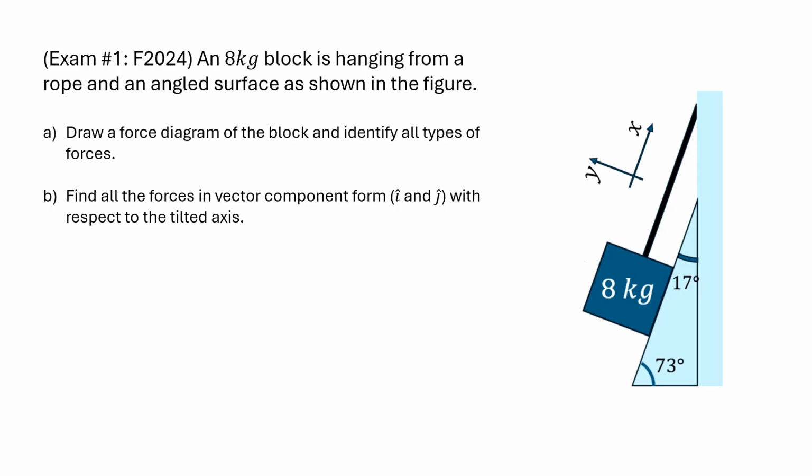An 8-kilogram block is hanging from a rope and an angled surface as shown in the figure. A. Draw a force diagram of the block and identify all types of forces. B. Find all the forces in vector component form, i hat and j hat, with respect to the tilted axis. The picture shows a square block resting on an angled surface and held up by a rope. And so this could be a mix of friction in a different problem or other forces.